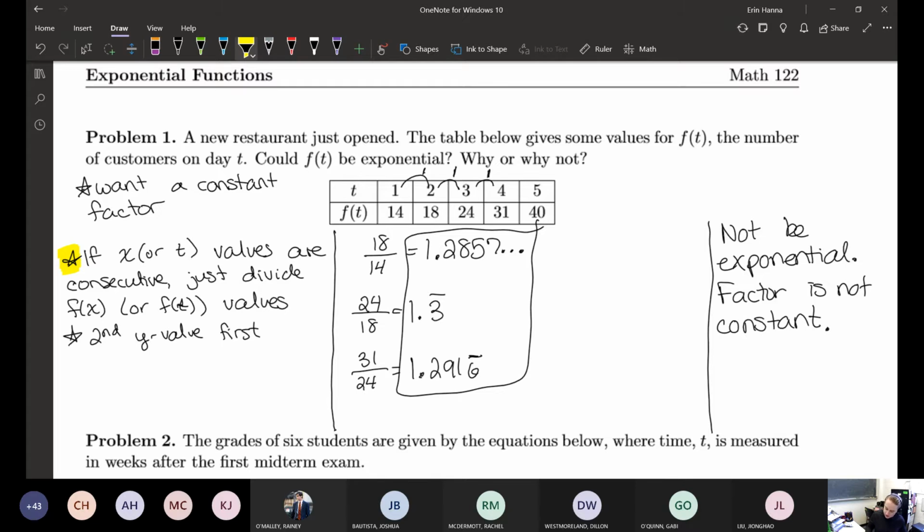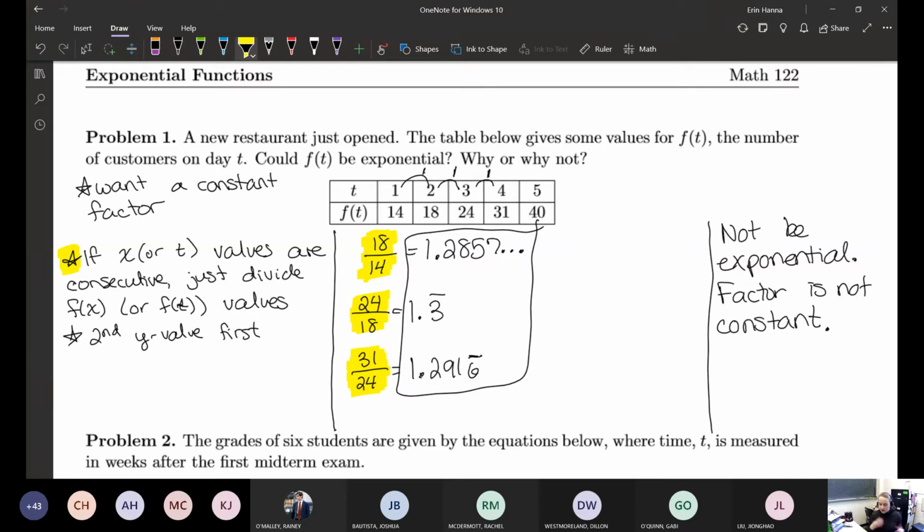Okay, and that's what we were doing here. Since all of these values were consecutive, we were just taking their y values and dividing them. Now the important thing is you always need to put the y value of the larger x value first. The reason I phrase it like that is because I don't want to say the larger y value, because that's not necessarily true. It is the y value associated with the larger x value.